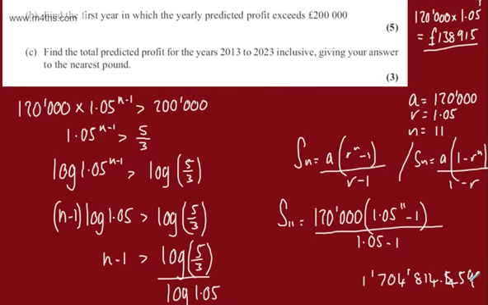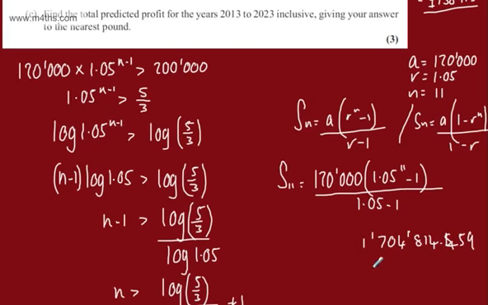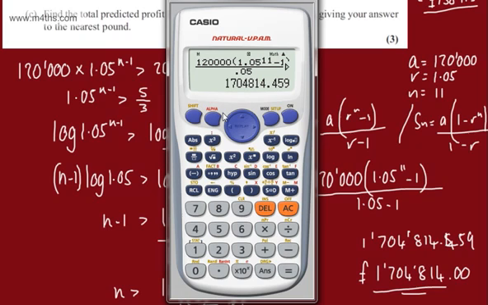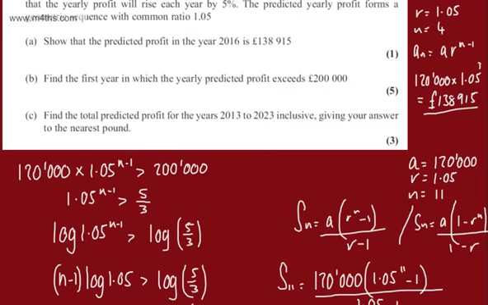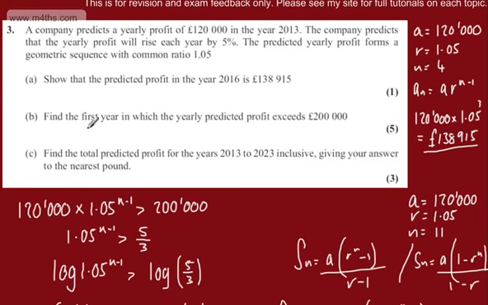So we want now the total profit to the nearest pound. Let's check I've got all of those digits correct. We've got 704,814.459, so to the nearest pound, 1,704,814 pounds. So there we go, all of those marks done, and in total for question 3 there are 9 marks.